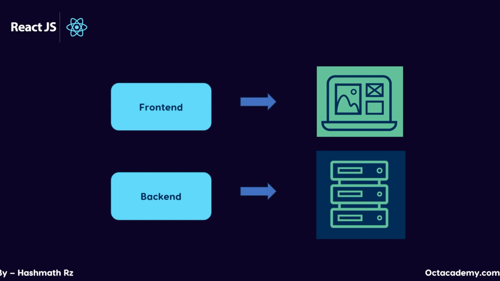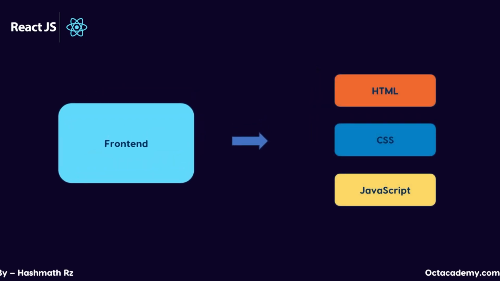We build the front end traditionally using HTML, CSS and JavaScript. Hope you guys already know about this. So we use HTML to build the structure of our web page and we use CSS to make our web page or the website user friendly by adding colors, fonts, layouts and so on. And with JavaScript, we make our website functional.